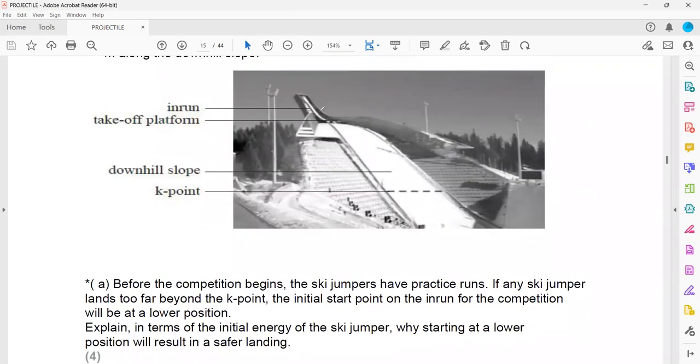Because if they start from a lower position, then they will have a lower gravitational potential energy. If they have a lower gravitational potential energy, the kinetic energy will also be lower. As a result, they will travel less distance, or they will have a lower velocity at which they land or hit the ground, so they will experience a smaller impact force. So you will mention that when starting from a lower height, it will have a lower gravitational potential energy, meaning less kinetic energy, which reduces the speed at which they land or hit the ground. So it will experience a smaller, lower impact force.